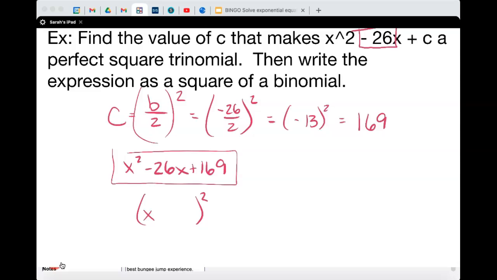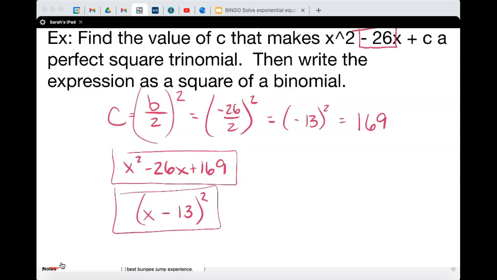Should we just square root the first and last terms? Yes. What's the square root of 169? 13, right? We just squared 13 to get 169. Now we're going the opposite way. Is this going to be x plus 13 or x minus 13? It should be minus because it was negative 26. So this is the second part of the question.